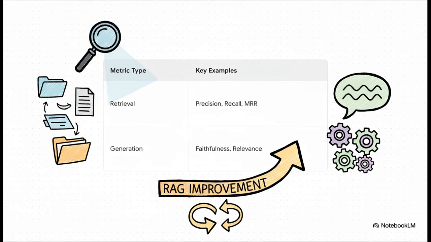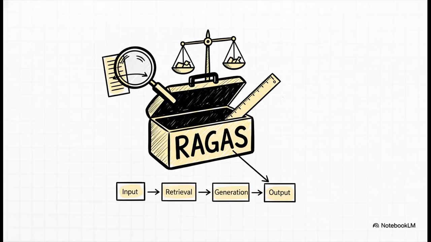But then there's the second part, generation. And the question here is, did the AI actually use that information correctly and faithfully in its answer? We measure that with things like faithfulness, to make sure it's not making stuff up, and relevance, to make sure the answer actually makes sense. Now, as you can imagine, trying to check all of this by hand would be an absolute nightmare, especially for a big system. And that's exactly why developers use frameworks like RAGAs. It gives them a standard toolkit to automatically test and score their entire RAG pipeline from start to finish. This makes it so much easier to track improvements and compare different versions.